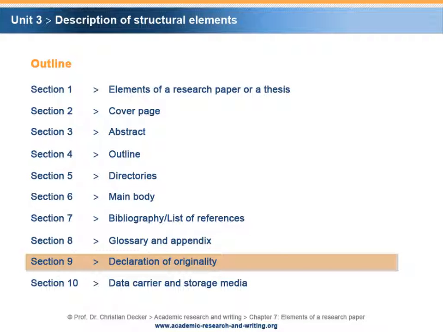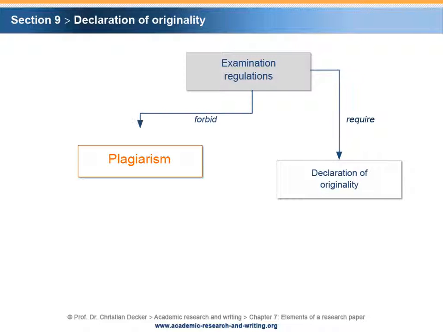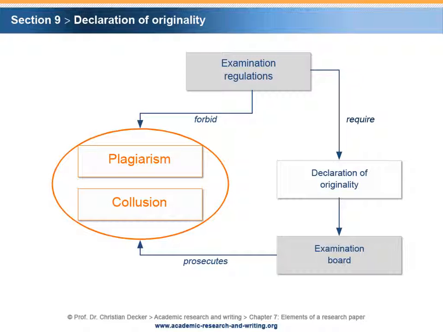Section 9. Declaration of originality. Typically, examination regulations require a declaration of originality that implicitly confirms the avoidance of plagiarism, that is, copying other authors without proper referencing, and collusion, that is, copying previously submitted research work or secretly cooperating with other candidates. Plagiarism and collusion will be brought to the attention of the examination board and might lead to severe consequences.